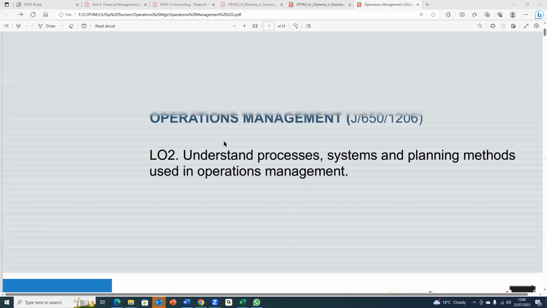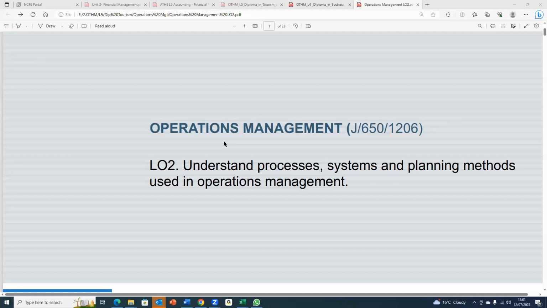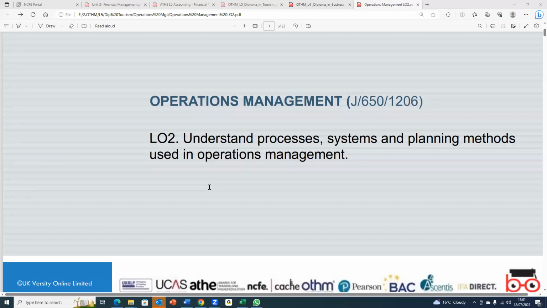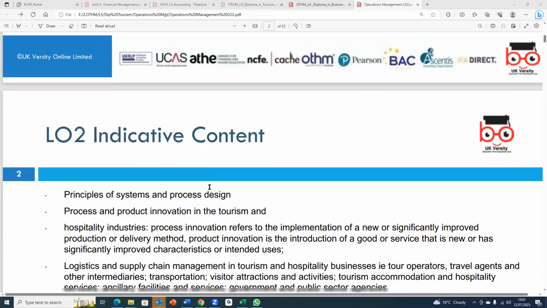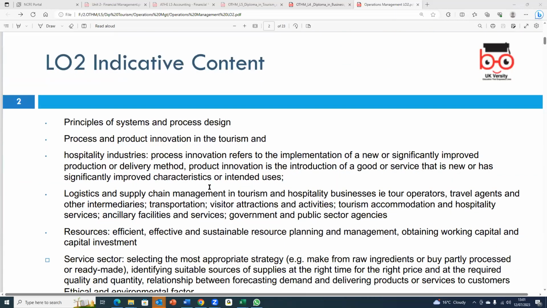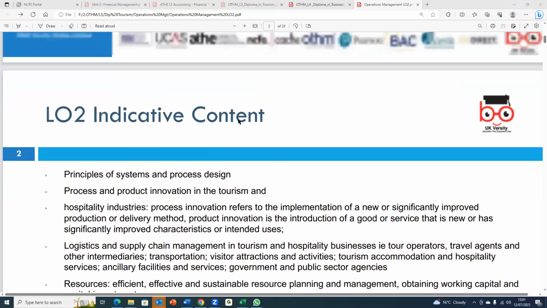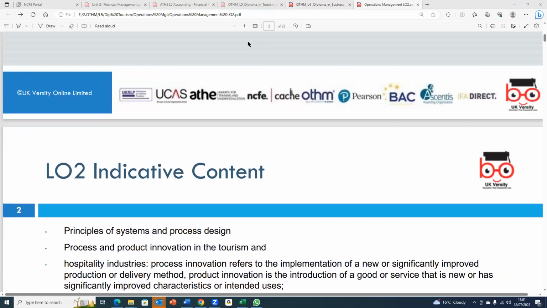So do you know any processes? Do you know any systems that we can use in planning in operations management? Anything that you know of? The process types, like... I have not, so I can read. All right. Okay, fine. Not to worry.